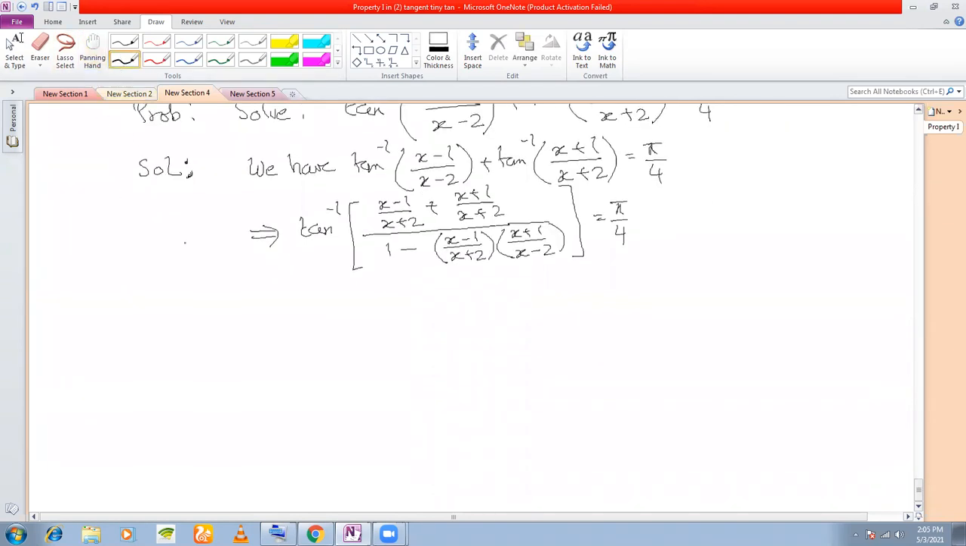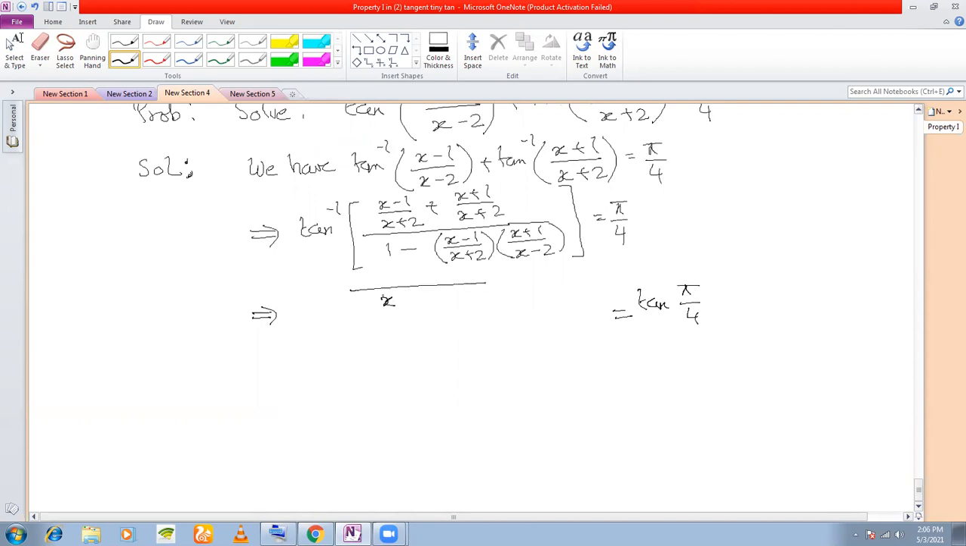Now in the next step, what will happen is that the tan on this side, in the numerator, will obviously become tan pi by 4 on the right hand side. And what are you left with here? You are left with the numerator and the denominator, right? So now you take the LCM here.